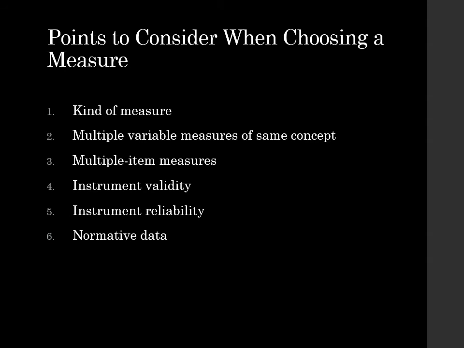Some things to remember when choosing a measure. We want to think about what kind of measure we're looking for. What about multiple variable measures of the same concept? Multiple item measures for a concept. We want to look at instrument validity and instrument reliability, and to make sure we're looking at something with normative data. And we'll go over these a little bit more.